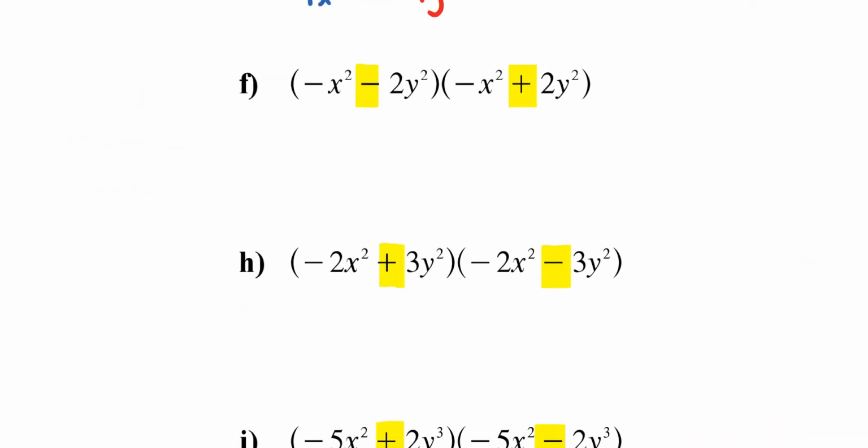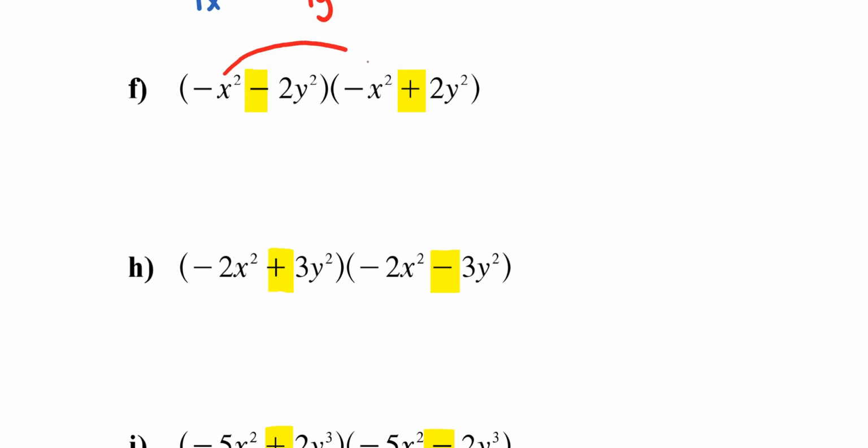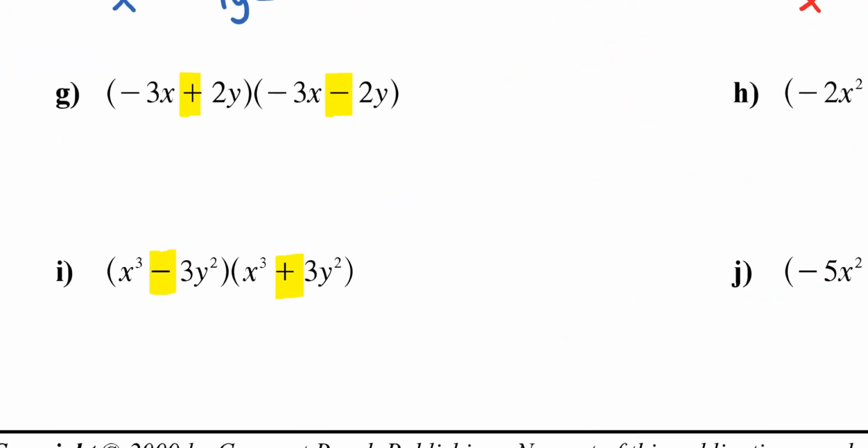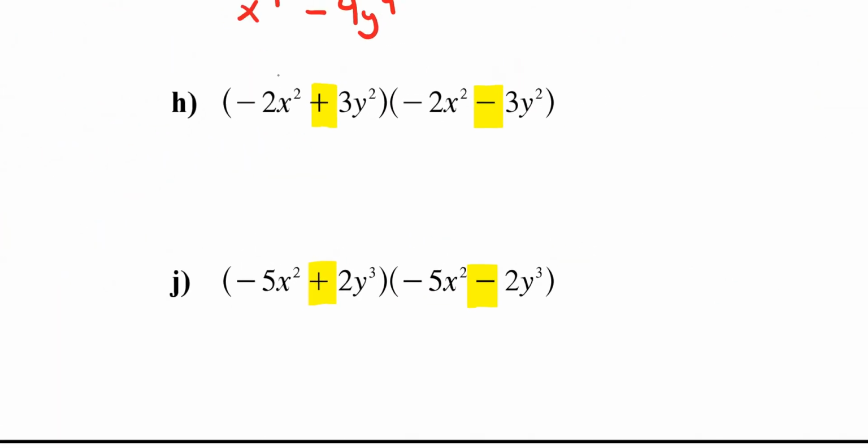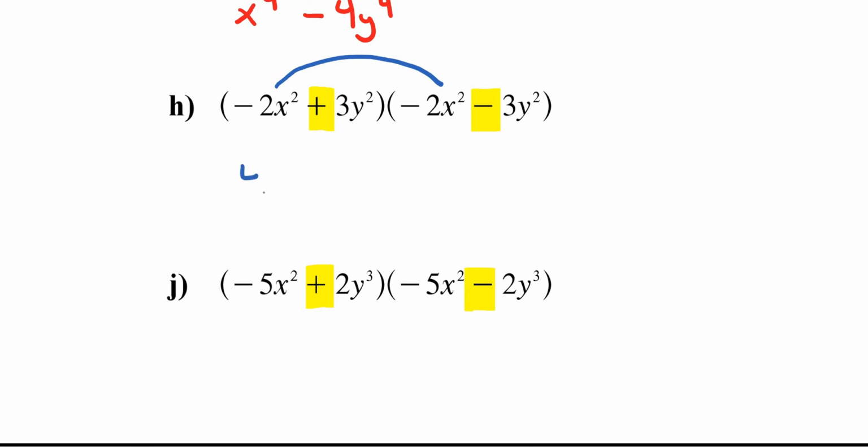That's it, we're done. Okay, so negative x squared times negative x squared is going to be positive x to the 4, and negative 2y squared times positive 2y squared is going to be negative 4y to the 4. All right, so we're multiplying numbers with numbers and variables with variables, and we just add the powers if we're multiplying variables. All right, for G, negative 3x times negative 3x is going to be positive 9x squared, and positive 2y times negative 2y is going to be negative 4y squared. Okay, negative 2x times negative 2x is going to be 4x to the 4, and 3y times negative 3y is going to be negative 9y to the 4.